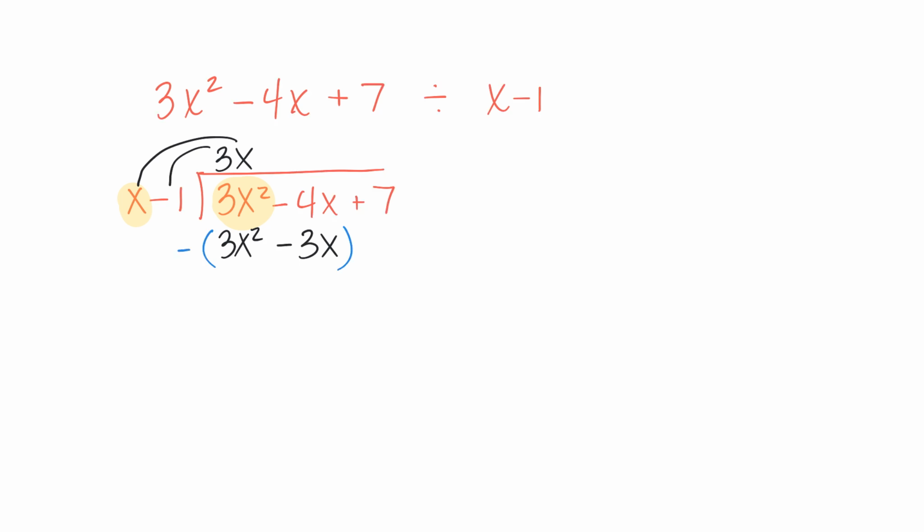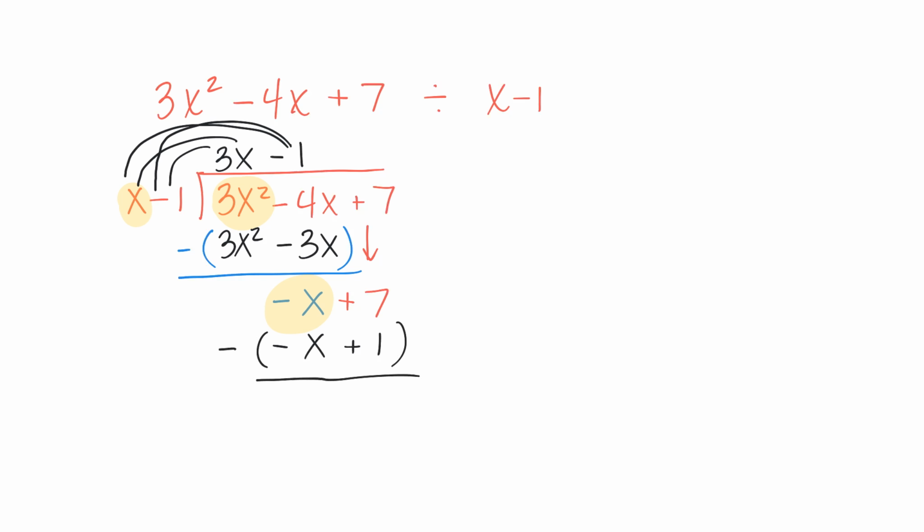Subtract. 3x squared minus 3x squared is nothing. Negative 4x minus negative 3x. So if you subtract a negative, it's like adding. So negative 4x plus 3x is negative x. Bring down the 7 plus 7. Okay, now we're dealing with this negative x. X goes into negative x how many times? It goes in negative 1 times. Negative 1 times x is negative x. Negative 1 times negative 1 is positive 1.